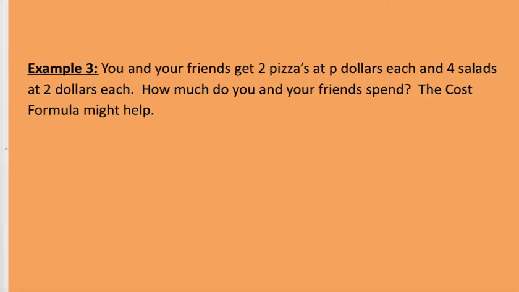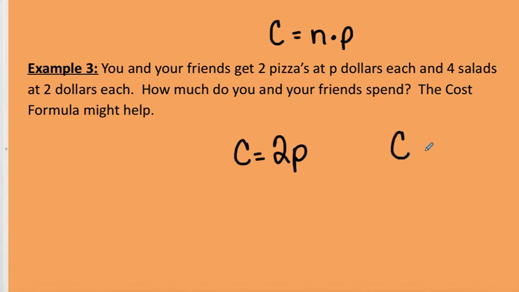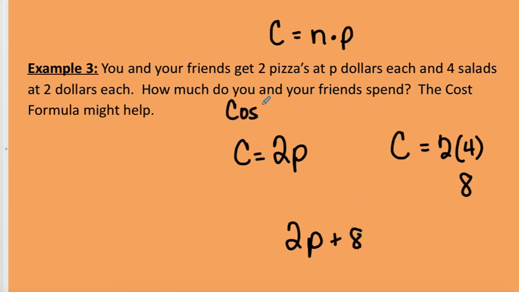Okay, last example, example 3. You and your friends get 2 pizzas at P dollars each. So the cost of the pizzas, then, cost is N times P, would be 2P. And then you also get 4 salads at $2 each. So the cost of the salads is 2 times 4, which would be 8. So if I want the cost of everything that you and your friends spend, it would be 2P plus 8. So this was the cost of the pizzas, and this was the cost of the salads.